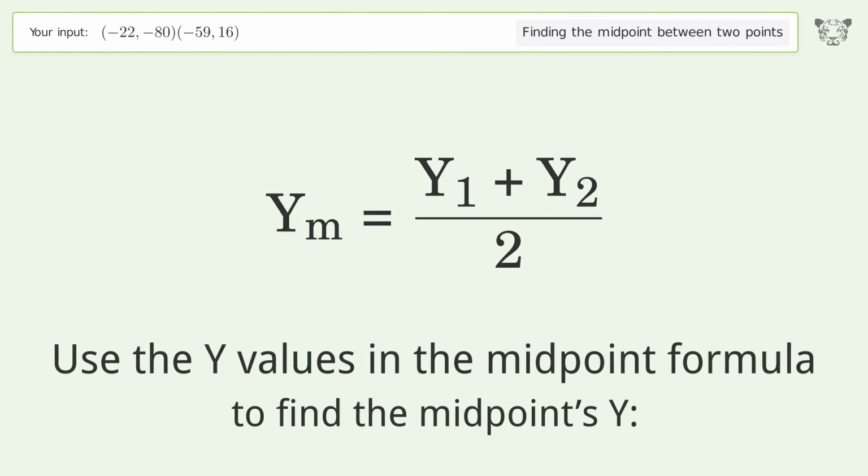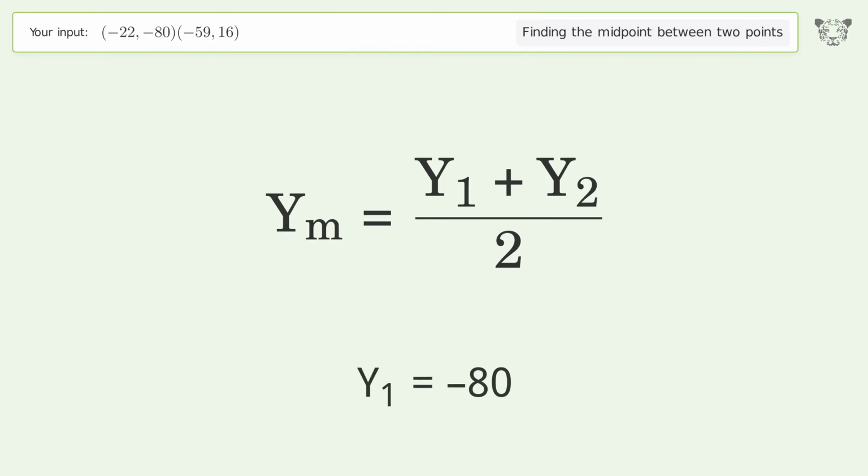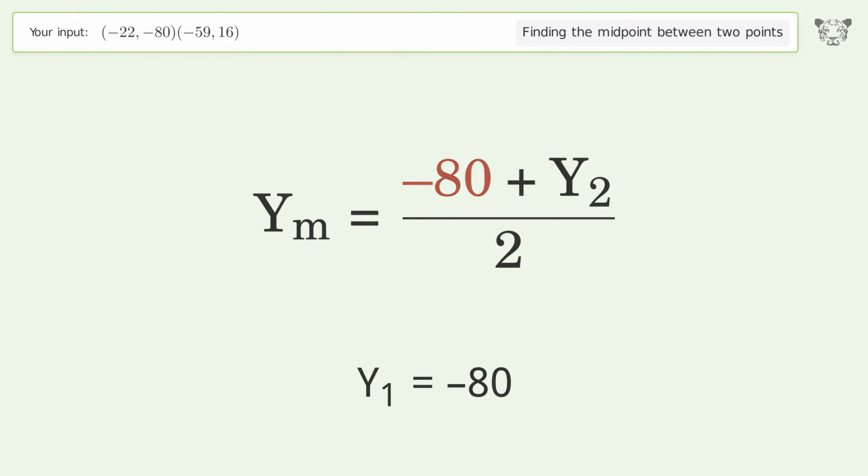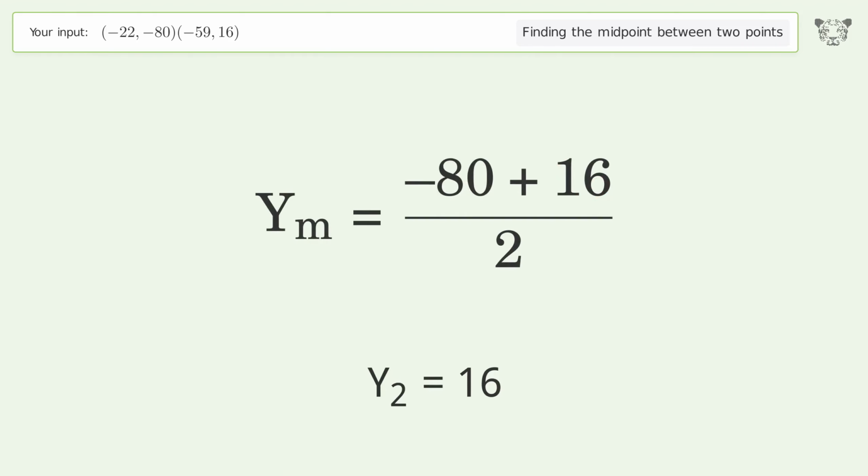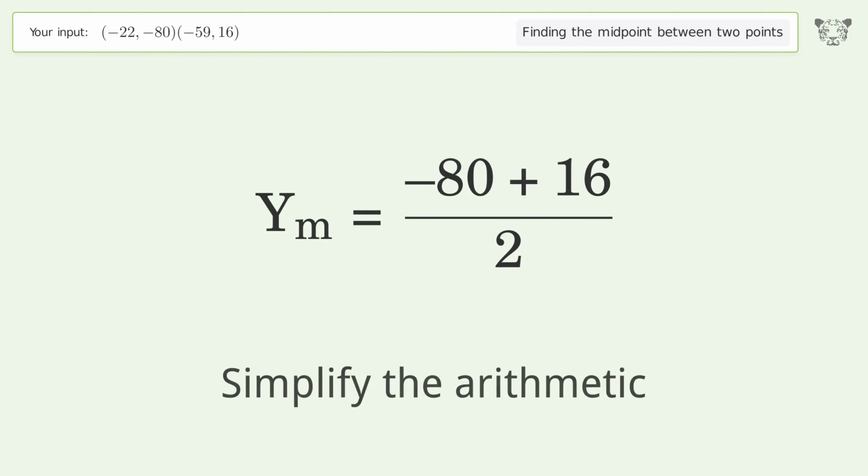Use the y values in the midpoint formula to find the midpoints y. y1 equals negative 80. y2 equals 16. Simplify the arithmetic.